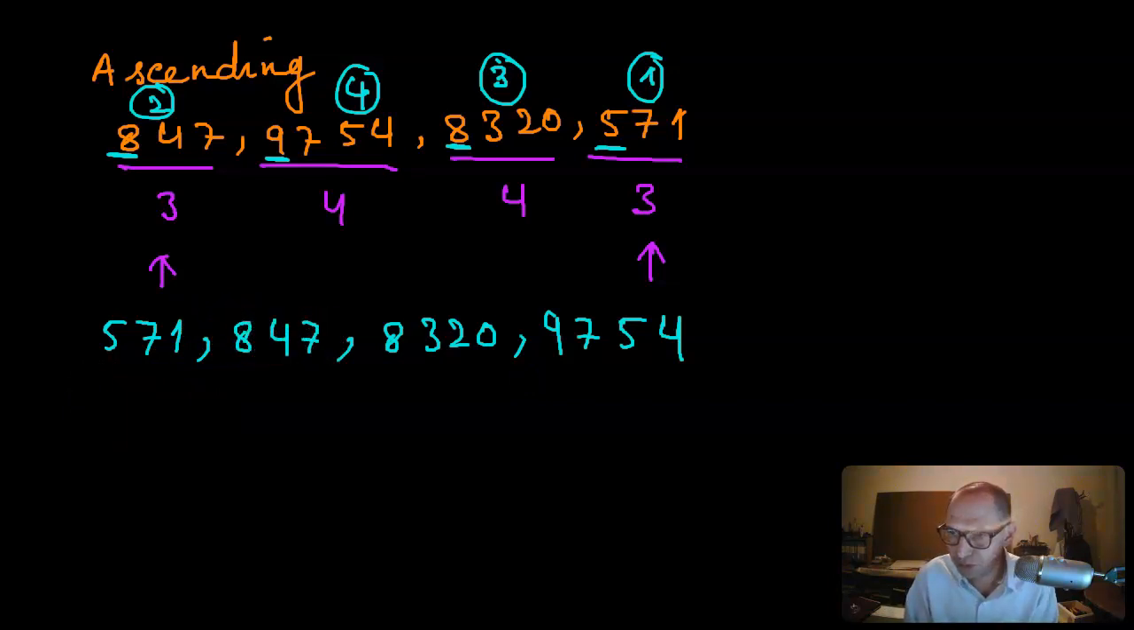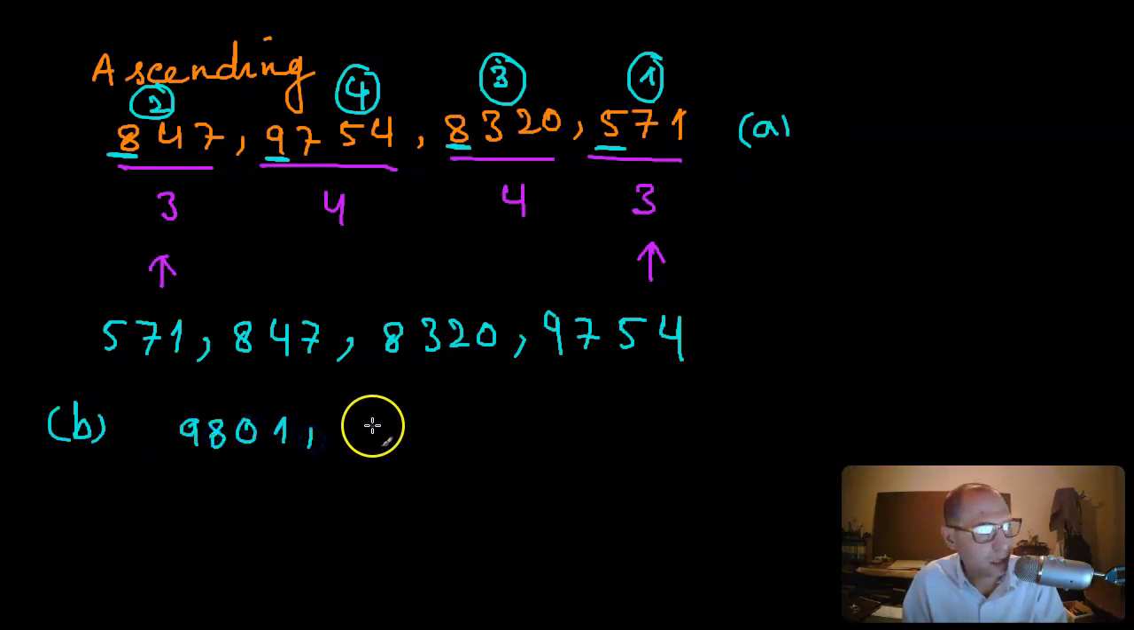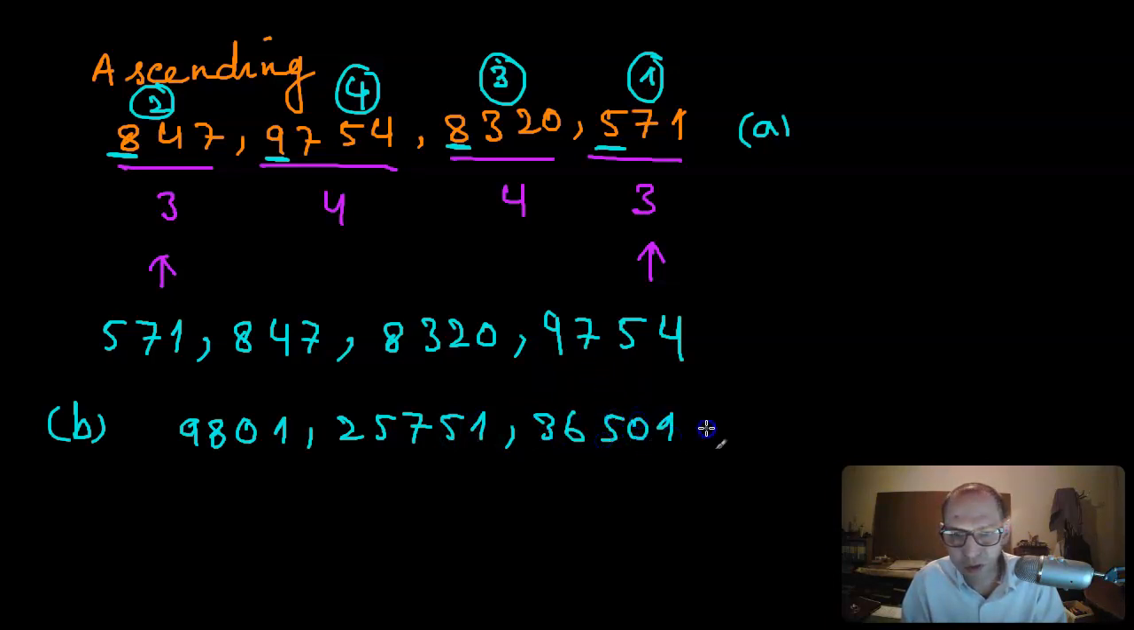Now I'm going to give you an exercise here that you can do on your own. For example, the numbers, this was part A of this exercise. Part B is, for example, 9801 and 25751 and 36501 and 38802. Then you need to write the same list in an ascending order, okay?